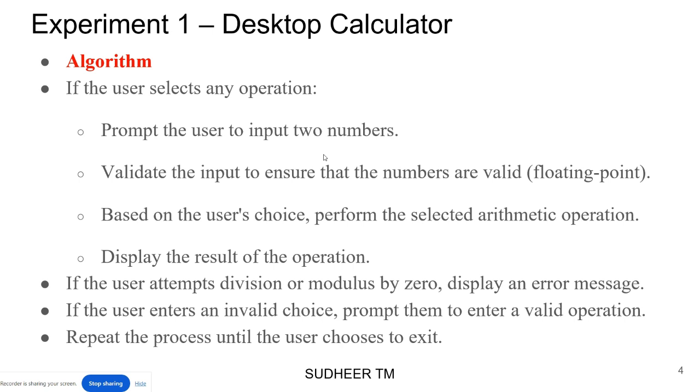Then the program should ask the user to input two numbers for the operation mentioned in the previous stage. Okay, then after reading, we need to check whether the number is in the correct format or not. If it is in the correct format, perform the operation, display the result. Again, ask him to enter the operation. What do you want to do next?